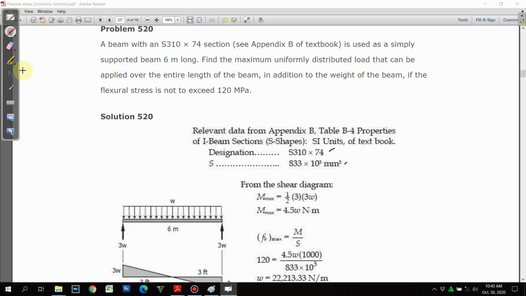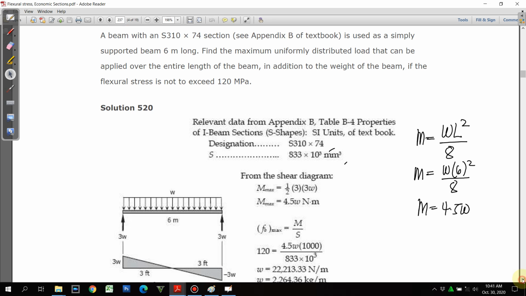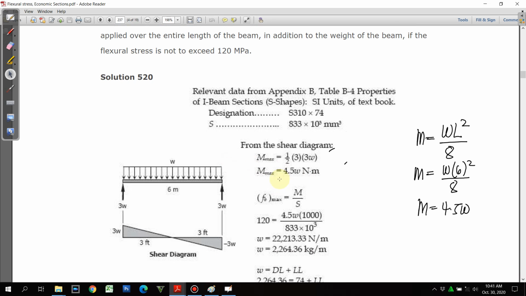the maximum moment. So anyway, if we have a simply supported beam, we have already introduced to you that the maximum moment is equal to WL squared all over 8. Okay, so the maximum moment is equal to W times 6 squared all over 8. So 6 here is the length. Hence we have 4.5W Newton meter. So here it is.